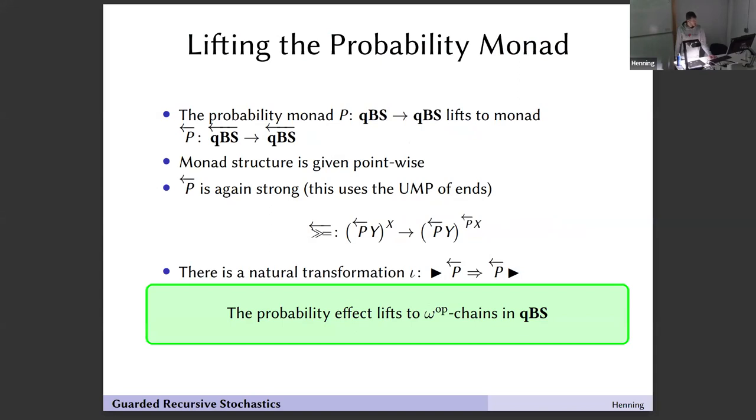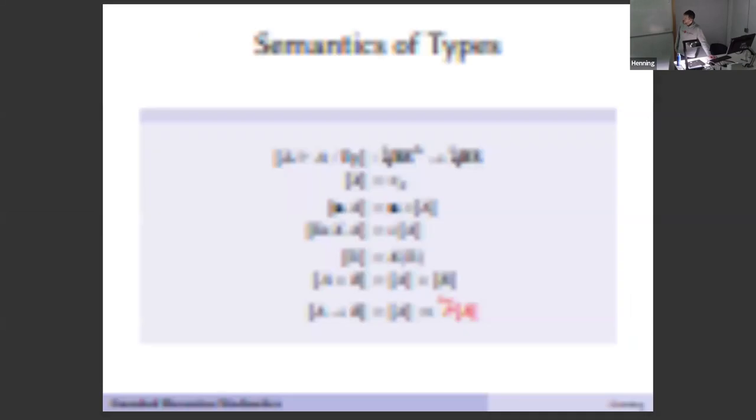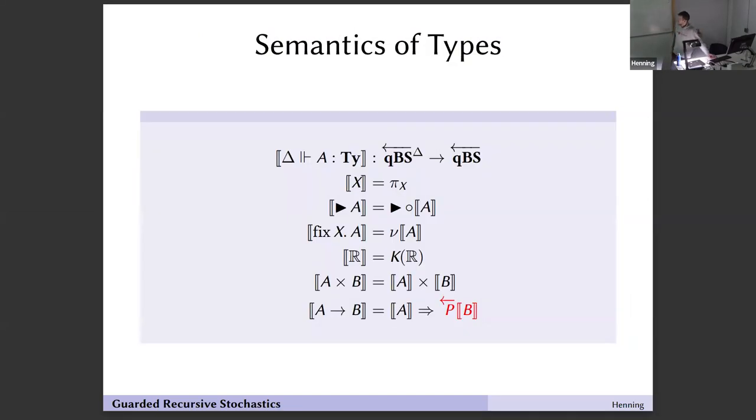And then we have the probability monad. I've talked about that already. And we can lift it also to chains. So basically everything happens then on the level of chains instead of quasi-Borel spaces directly. And then the semantics can be directly implemented in the usual way.